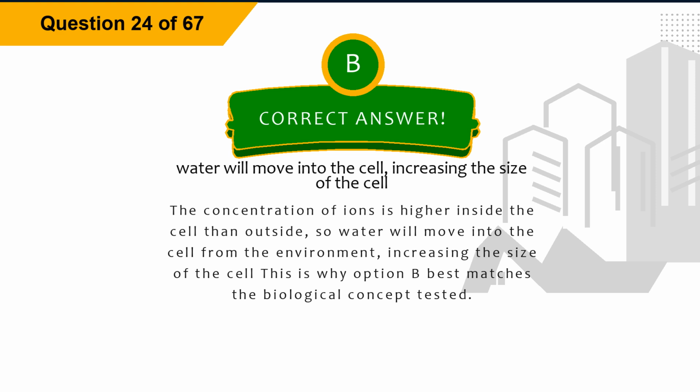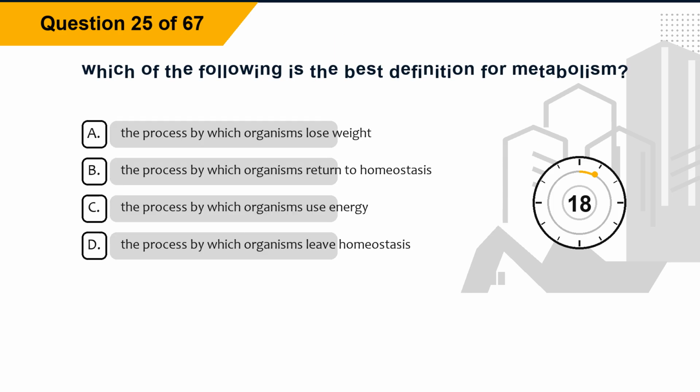Explanation. The concentration of ions is higher inside the cell than outside, so water will move into the cell from the environment, increasing the size of the cell. This is why option B best matches the biological concept tested. Question 25. Which of the following is the best definition for metabolism?